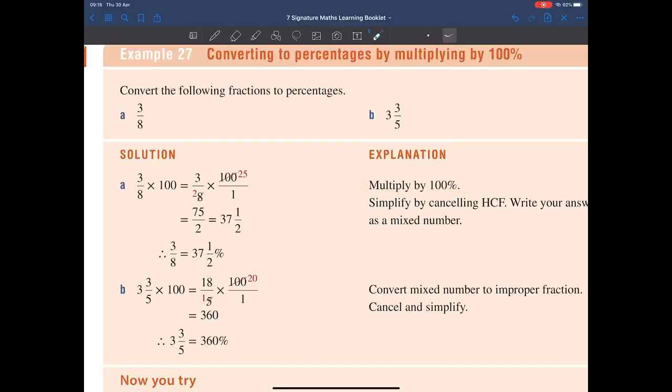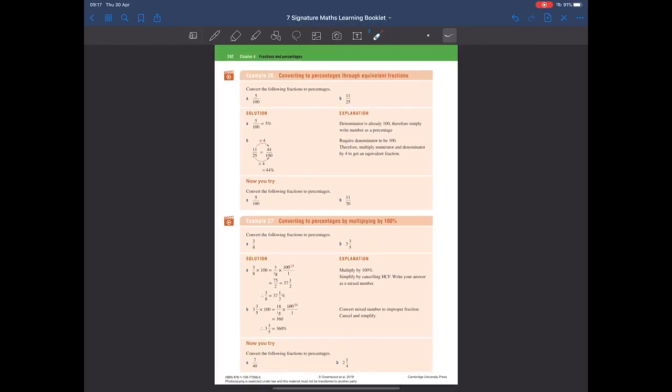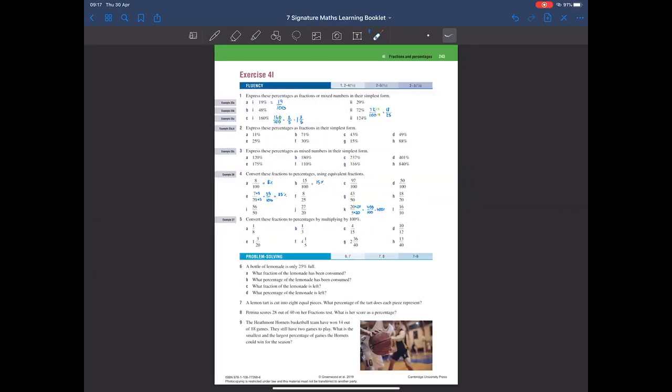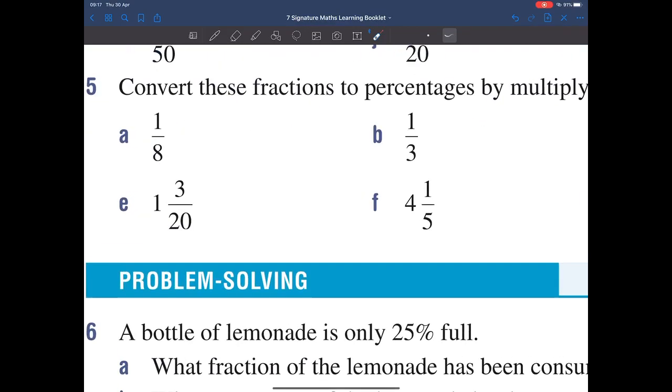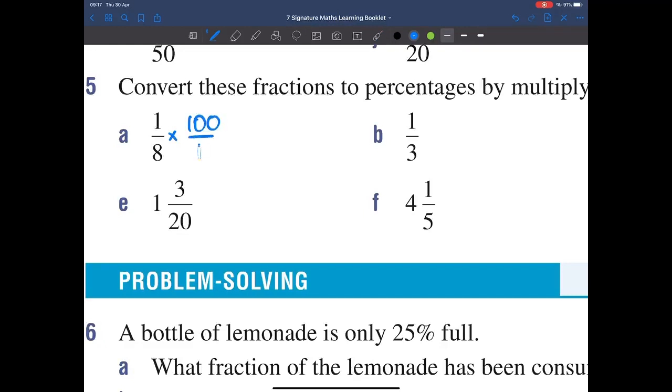Well, it says here the strategy is to first multiply by 100. So it looks like they've done this. 3/8, yep, that's the question. And then they've multiplied by 100 over 1. So 100 wholes. That makes sense. And then they start simplifying or cancelling. All right, let's try that. So 1/8. Let's multiply by 100 wholes.